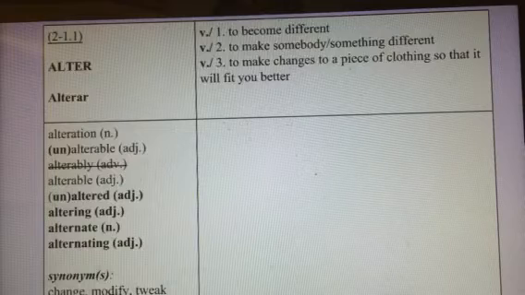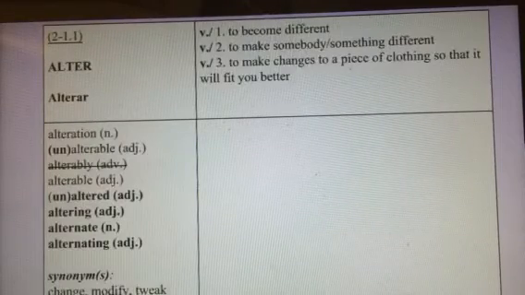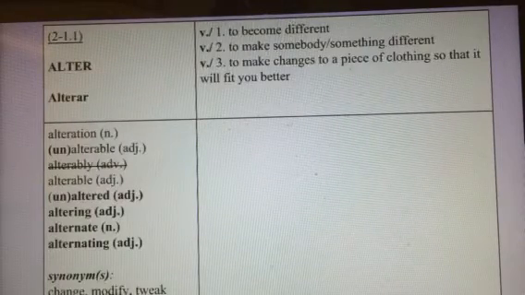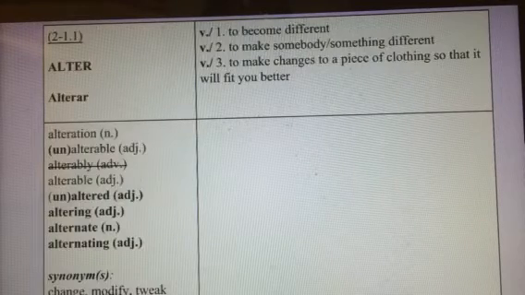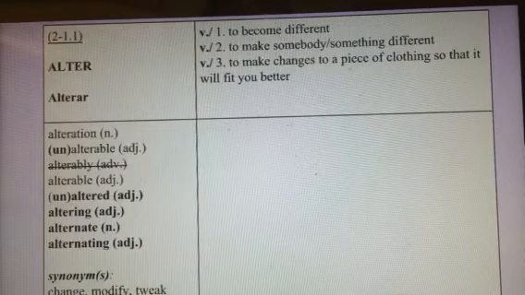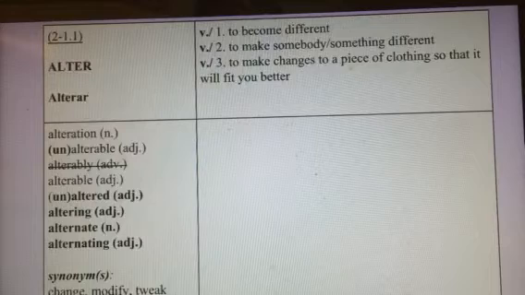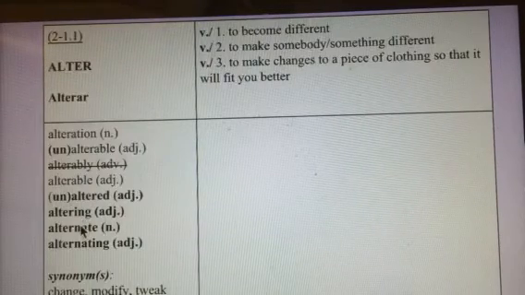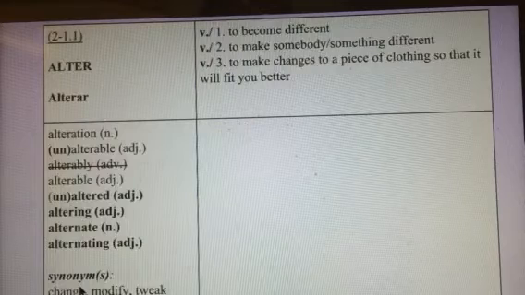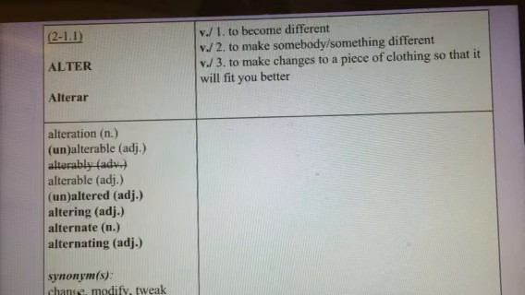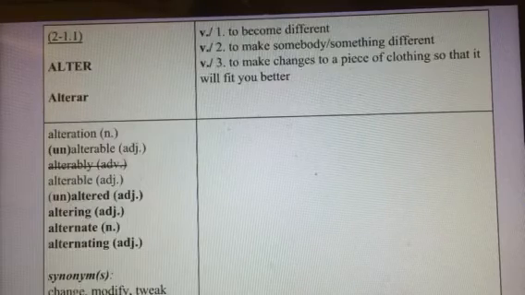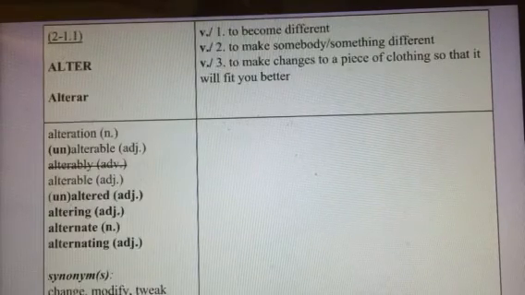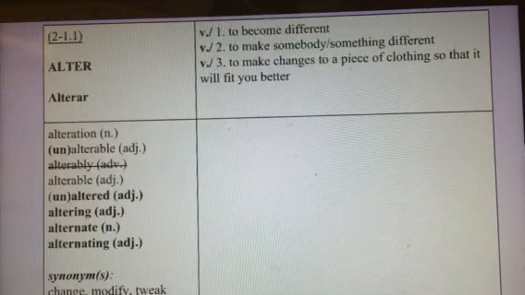Alternate is when something, it's basically a choice, a different choice. So you have something and then you have an alternate, which is another choice that is different. And alternating is an adjective form that describes something that can change back and forth between two things. Okay, your synonyms, these are verbs: change, to modify, and to tweak. To tweak is to change slightly. And modify and tweak have the connotation of changing something for the better.